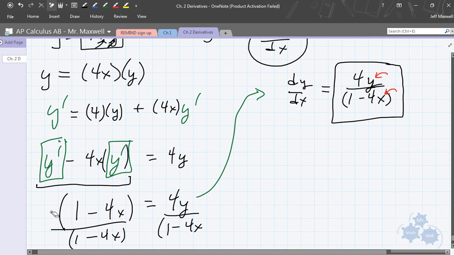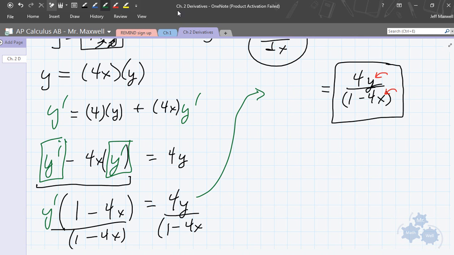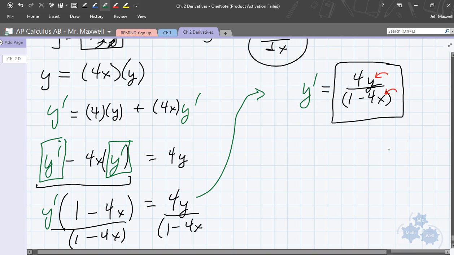Okay? And this is all I'll require you to do. If you want to use Leibniz notation, you just go right ahead. But this is all I'm going to require for the most part. And y prime is our answer there. Okay, so notice there's y prime, that's the derivative of y. This is regular old y, this is regular old x.